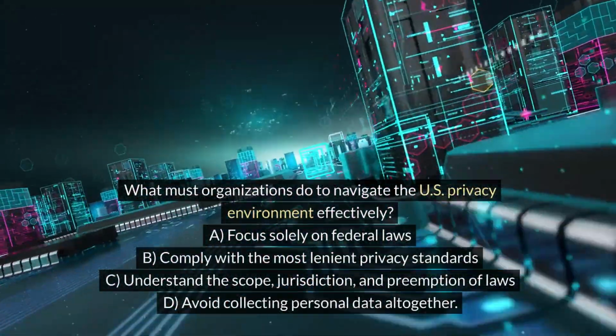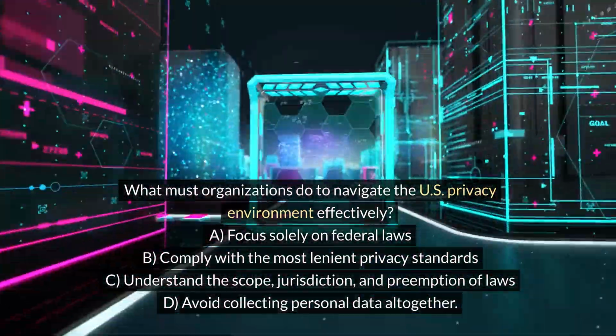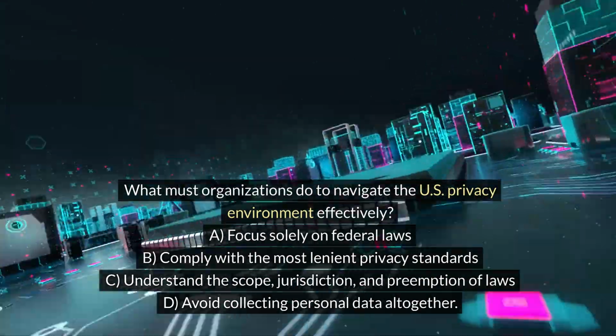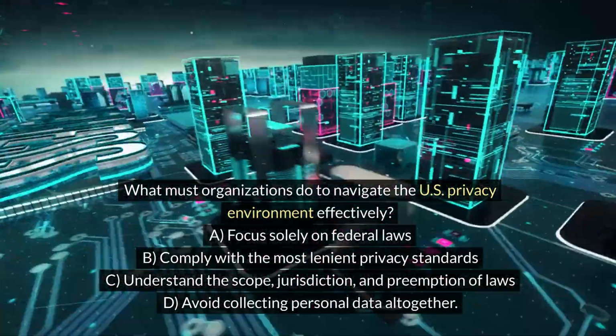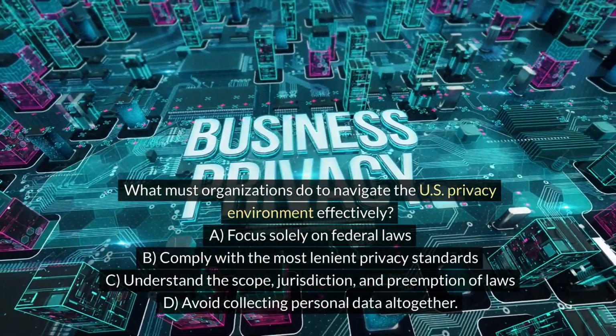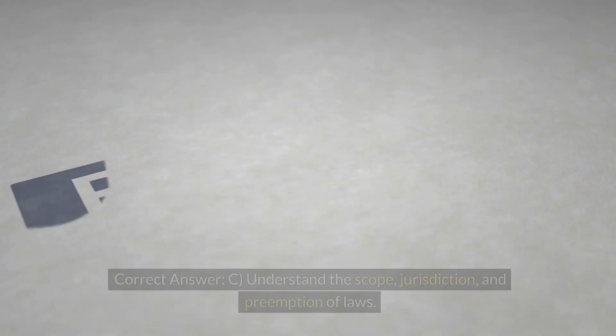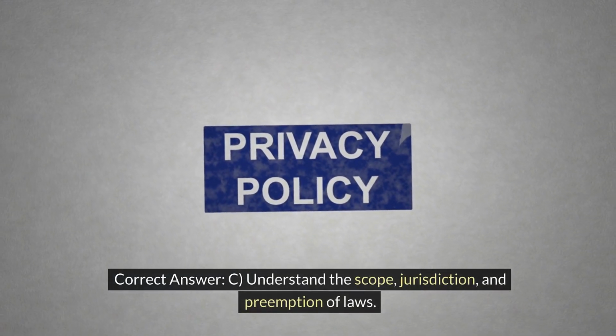What must organizations do to navigate the U.S. privacy environment effectively? A. Focus solely on federal laws. B. Comply with the most lenient privacy standards. C. Understand the scope, jurisdiction, and preemption of laws. D. Avoid collecting personal data altogether. Correct answer: C. Understand the scope, jurisdiction, and preemption of laws.